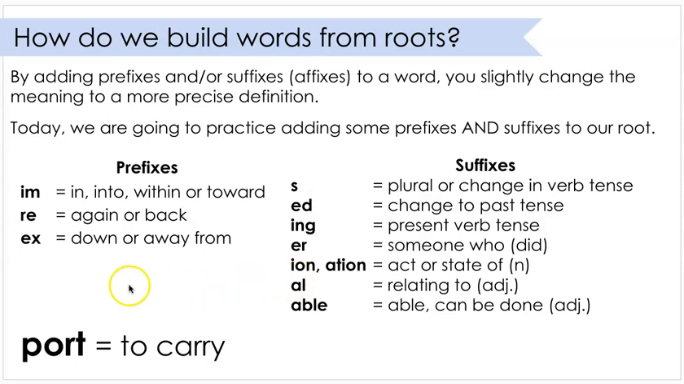And we're going to look at how we can add prefixes and suffixes to the root word port to make new words. Now, I'm going to show you how to do one, and then I'm going to invite you to make some more. There's actually over 20 words we can build, all related to port.